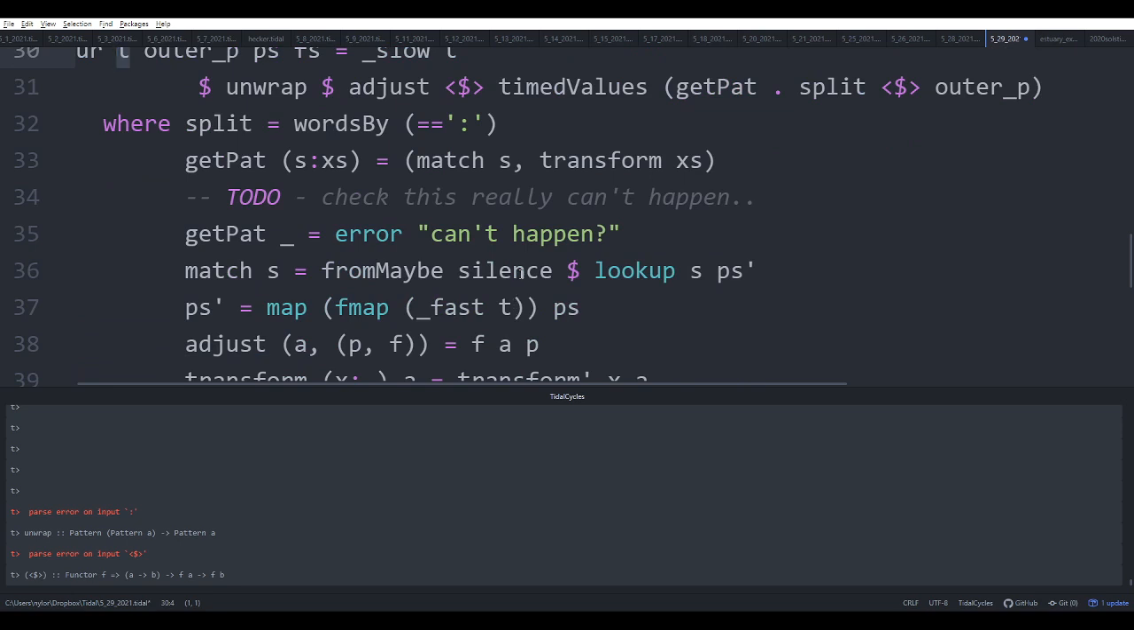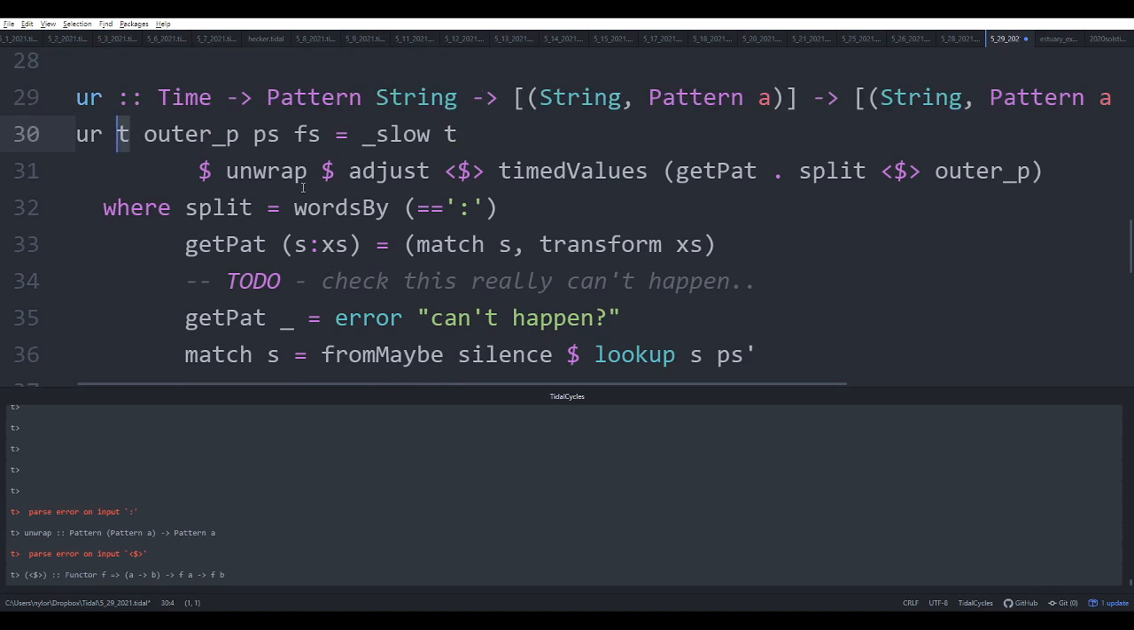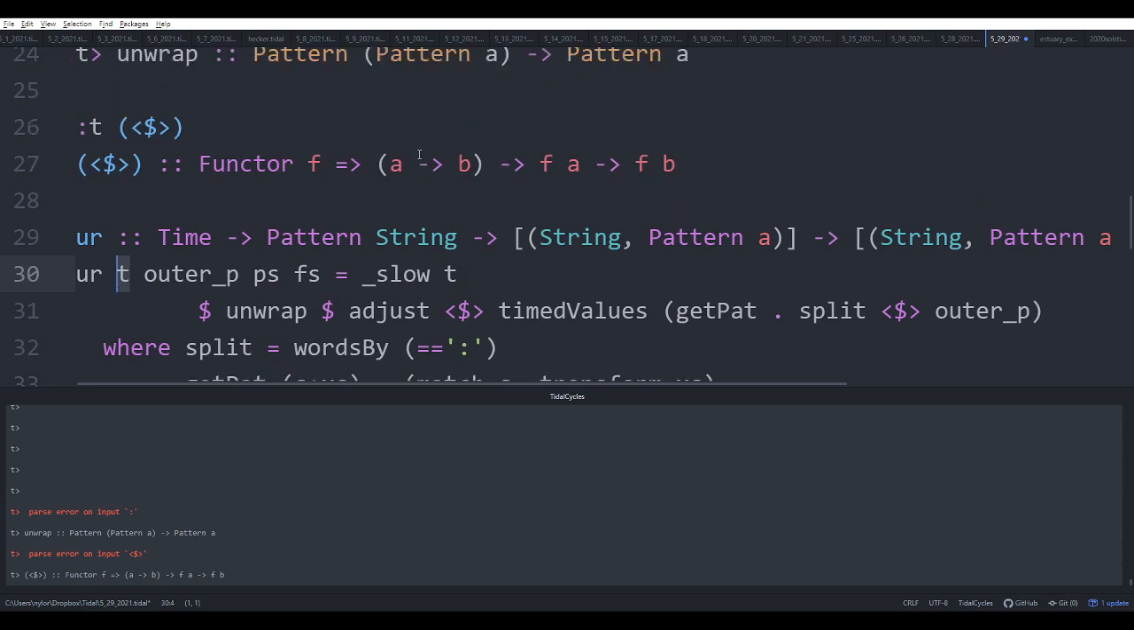Is the reason why it seems like the multiplication is getting ignored because of the way that this fast is being applied and the slow is being applied on the outside? Is that what's happening here? Because, okay.